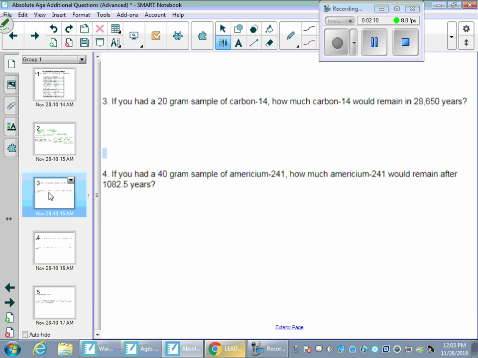So if you had a 20-gram sample of carbon-14, how much carbon-14 would remain in 28,650 years? Well, let's write our equation up there. A is equal to P times 0.5 to the T power. It tells you start with 20 grams, so P is 20 grams. And we're trying to figure out how much would remain, so we're solving for A. We also need to figure out T, so remember T is the number of half-lives. To figure out the number of half-lives, you take the time that you are given, 28,650 years, whatever time you are given, and you divide it by how long a half-life is.